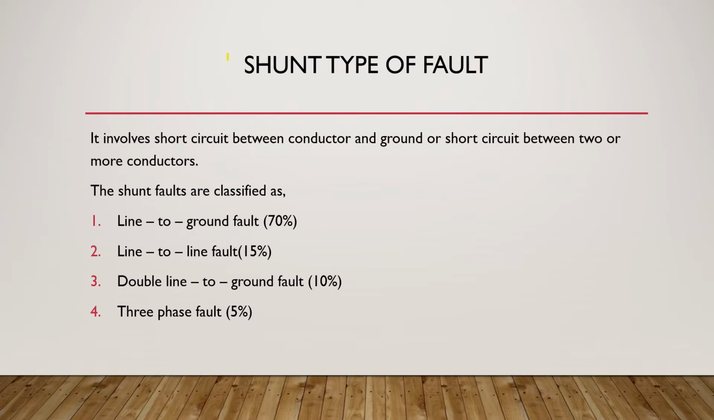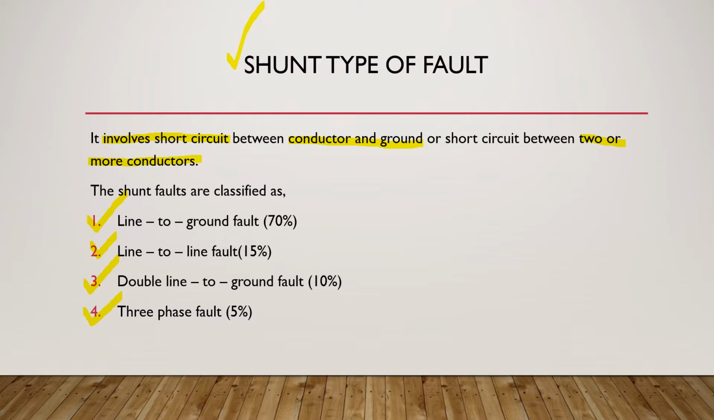This is the shunt type fault. It involves a short circuit between conductor and ground, or a short circuit between two or more conductors. This shunt type of fault can be classified into four types. First one, line to ground fault. Second one, line to line fault. Third one, double line to ground fault. Fourth one, three phase fault.